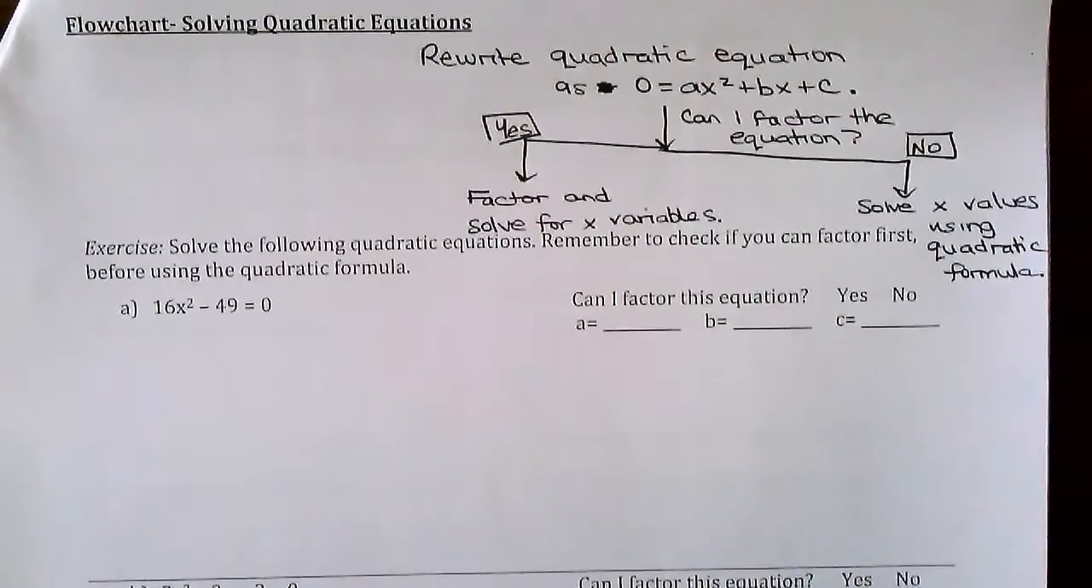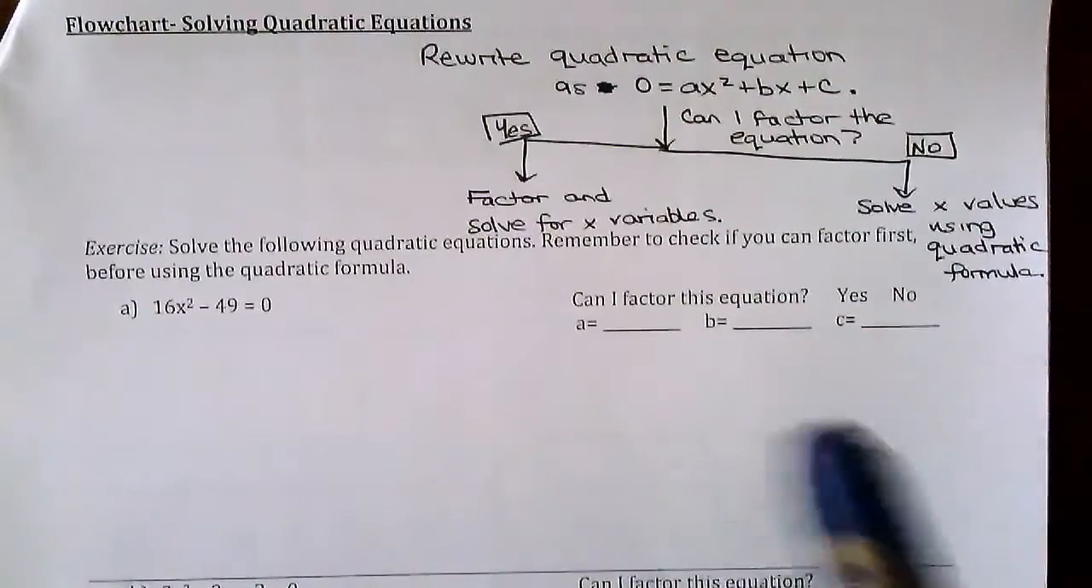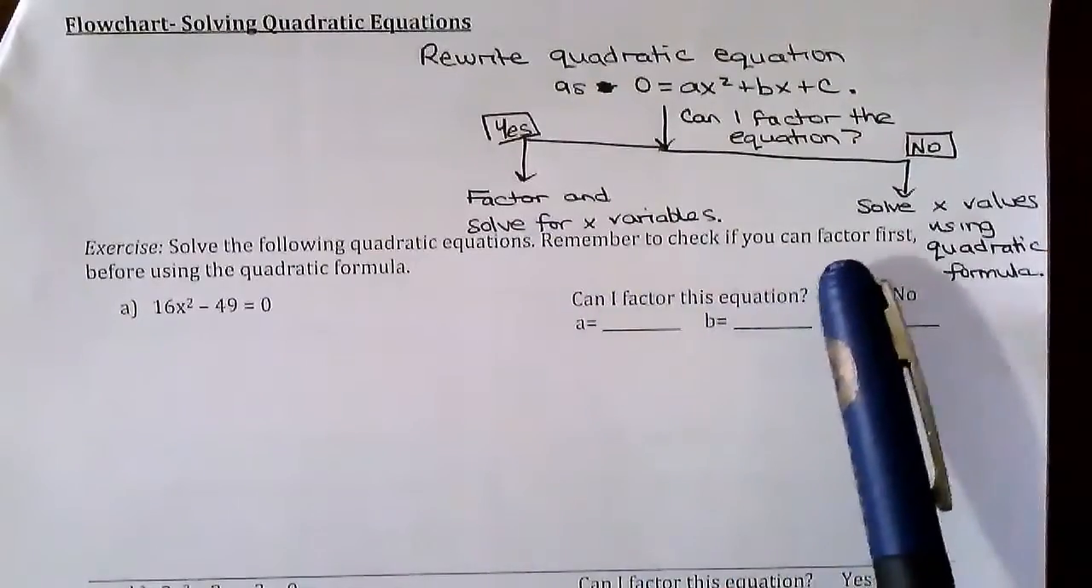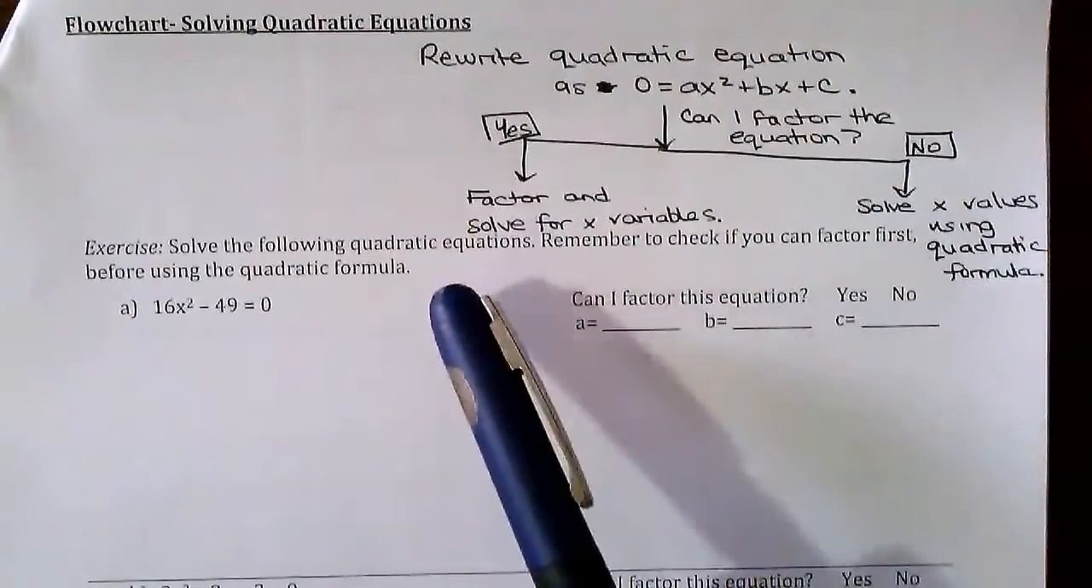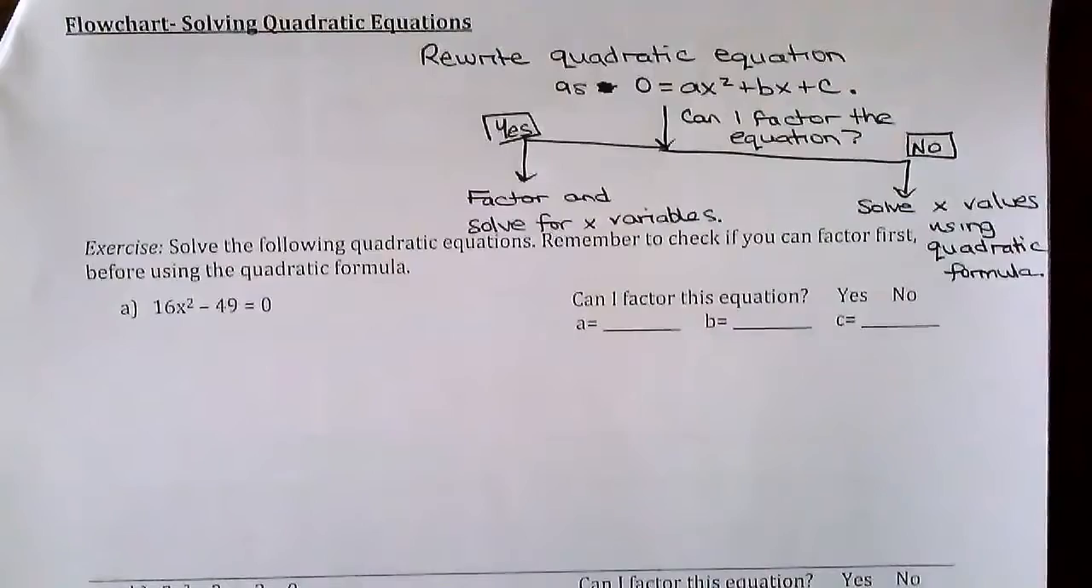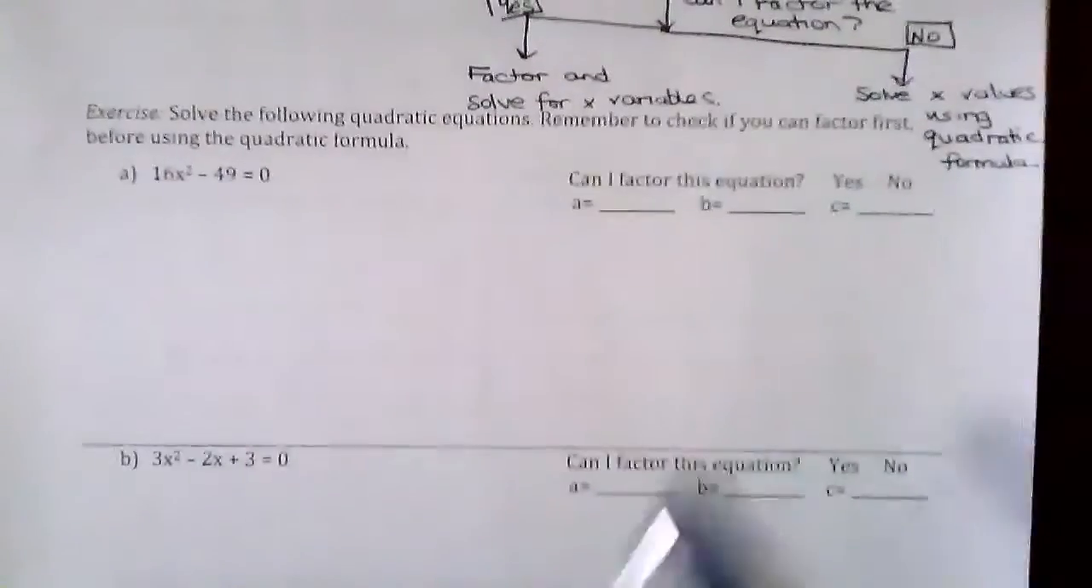So I want you to try this on your own. So it says solve the following quadratic equations. Remember to check if you can factor first before using the quadratic formula. So go through these 3 questions. If you can factor, then solve. If you cannot factor, then put in your ABC values and solve using the quadratic formula. Here, I've set it up nicely to remind you.